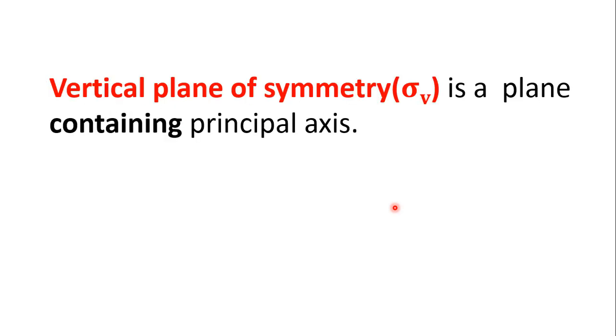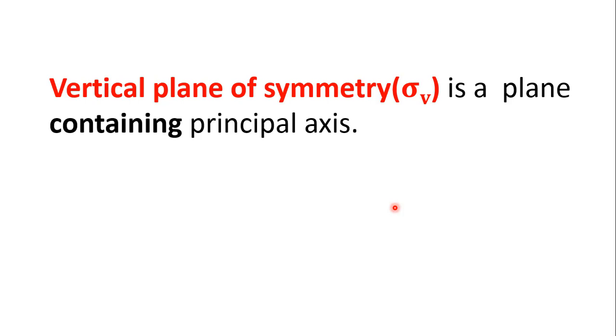There are two kinds of plane of symmetry. One is the vertical plane of symmetry. It is given by the symbol sigma v. It is a plane which contains the principal axis. When you have many axes in a molecule, for example, if you have C3 and C2 in a molecule, C3 is the principal axis, that which has a higher order. When you have C6 and C2 in a molecule, C6 is the principal axis.